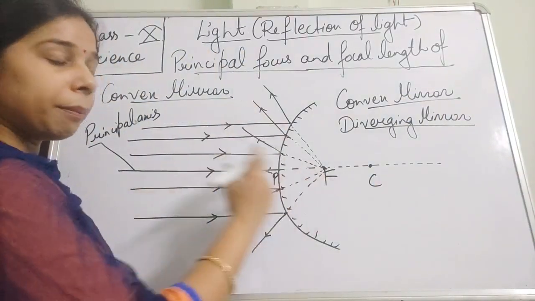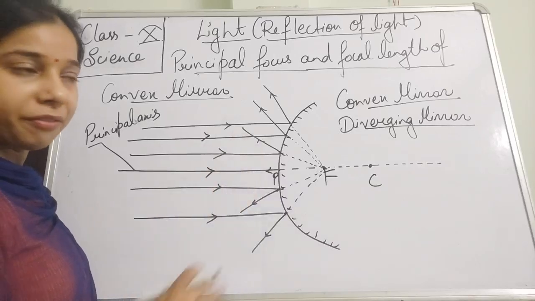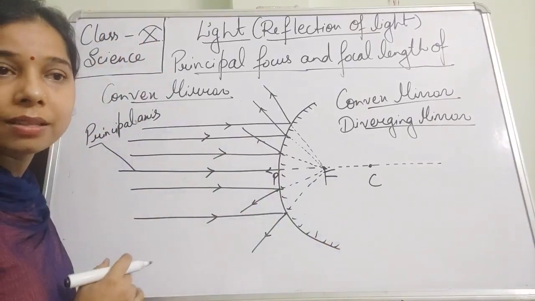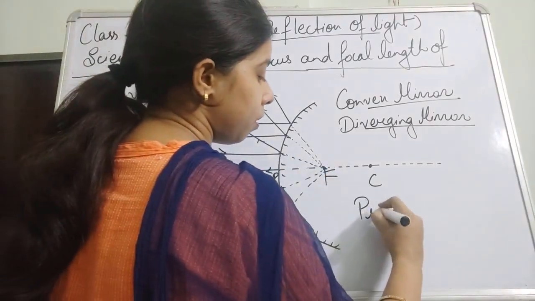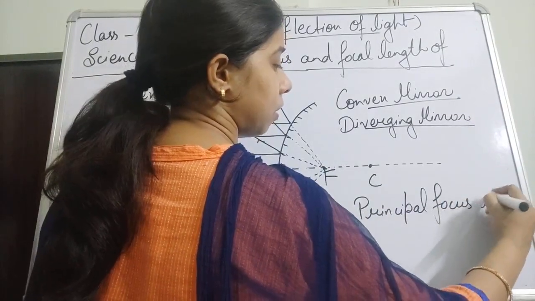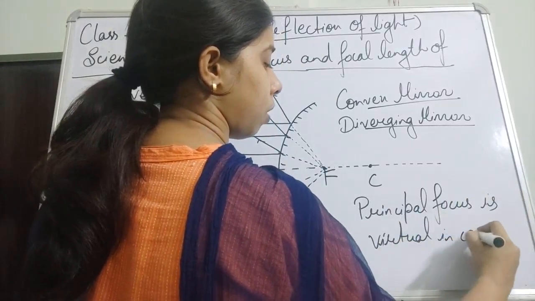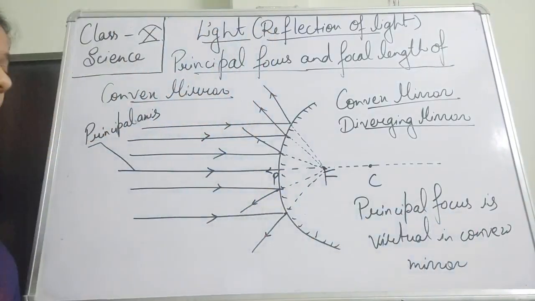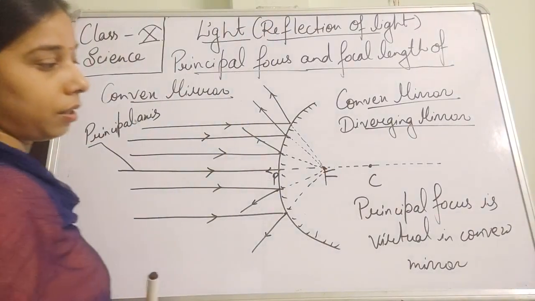Now all of them meet at a point and form a focus, which is represented by capital F. What kind of focus is formed here? This focus is not a real one, but a virtual one. So the principal focus is virtual in the case of a convex mirror, students.